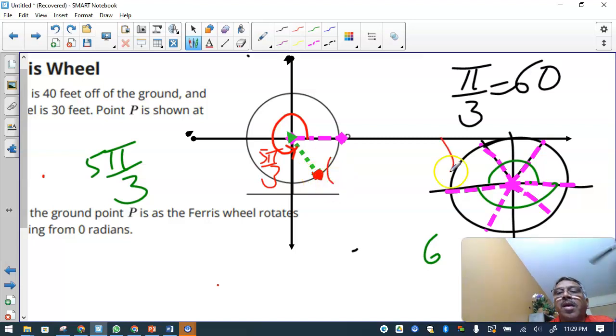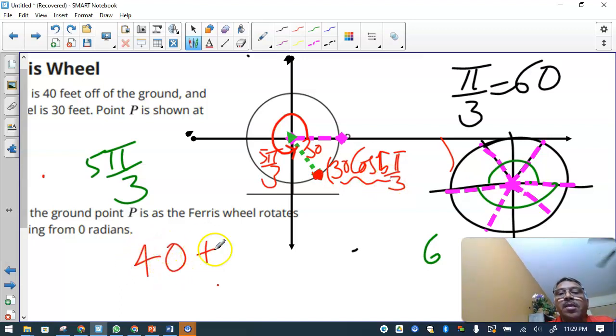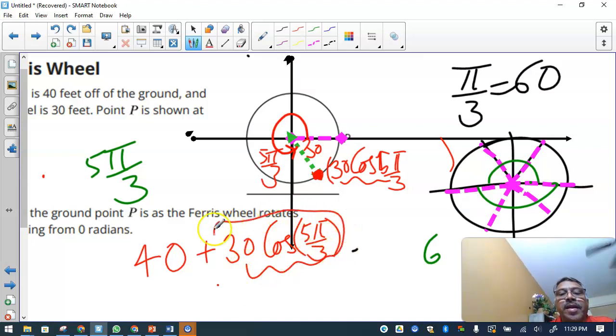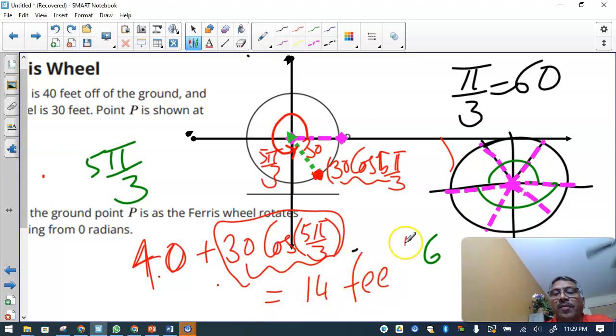So you just write down, this is 30. You write down 30 cosine of 5 pi by 3. So this is the answer. Your answer is going to be 40 plus 30 cosine of 5 pi by 3. Of course, this is going to be negative, and you're subtracting from 40, and using the calculator, you'll get the answer as 14 feet, and you can check.